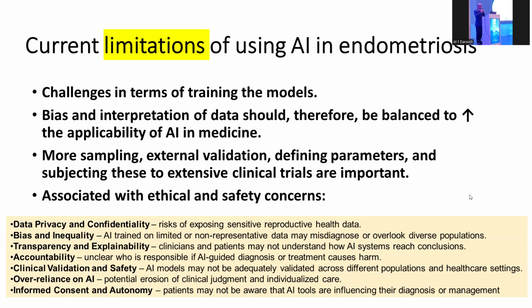And of course, the AI in endometriosis is associated with ethical and safety concerns regarding data privacy and confidentiality. Most of this information is open for any person to take, and this is not good for the privacy and confidentiality of information. There is bias, and all artificial intelligence trained on limited or non-representative data may misdiagnose or overlook diverse populations.